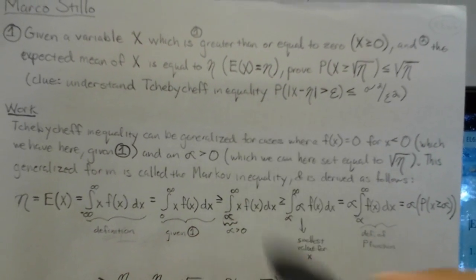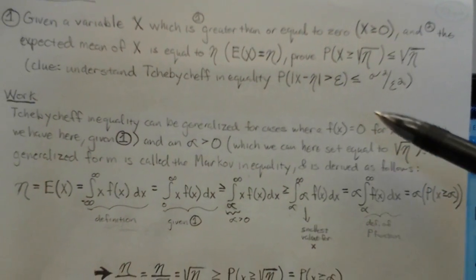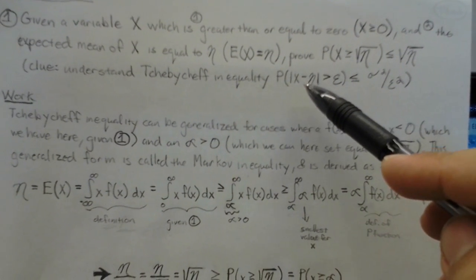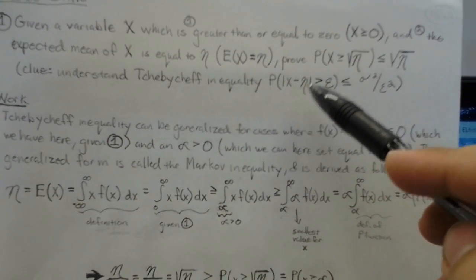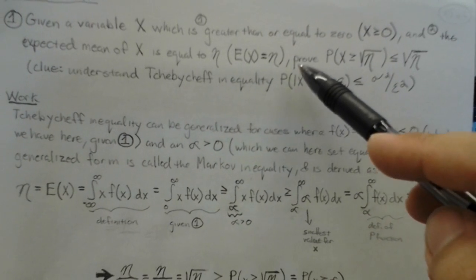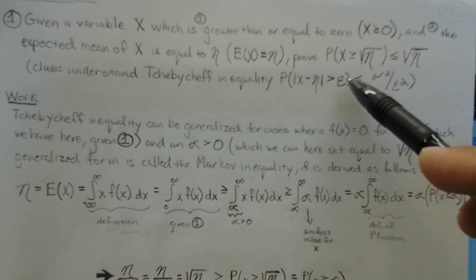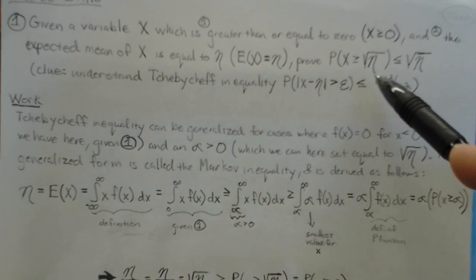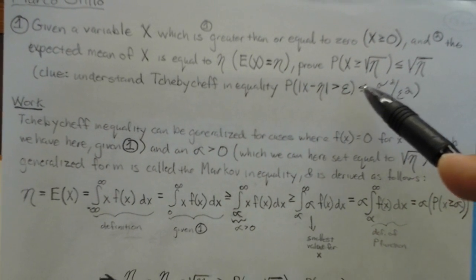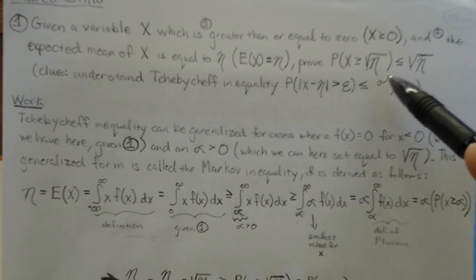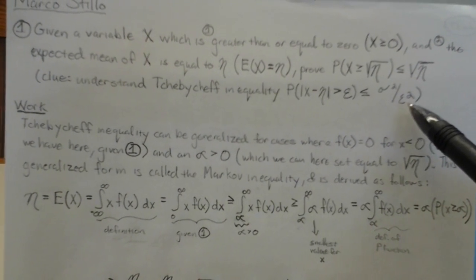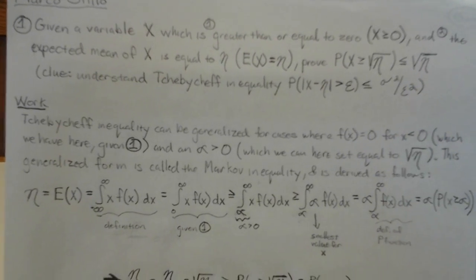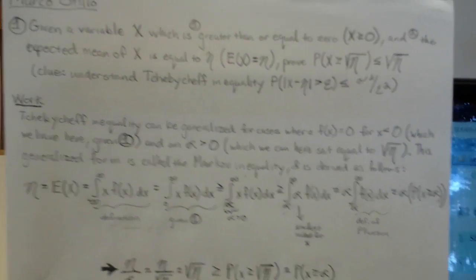Hope that's pronounced correctly. It basically says that if the absolute difference between any given x and eta, the expected mean, is greater than an error term, that probability is going to be less than or equal to the variance over the square of that error term. So let's show how we can actually prove this.